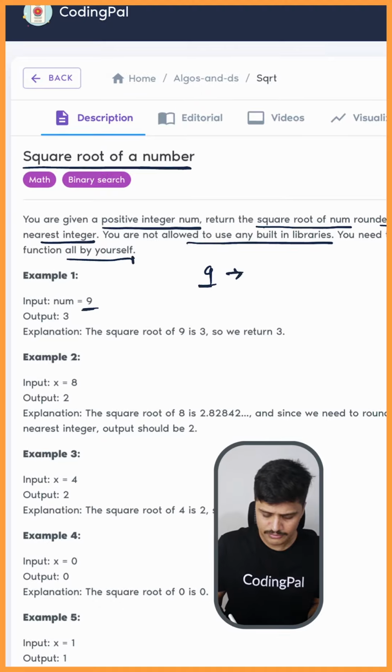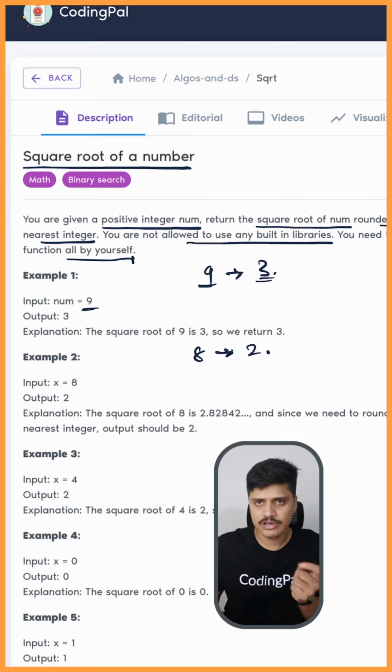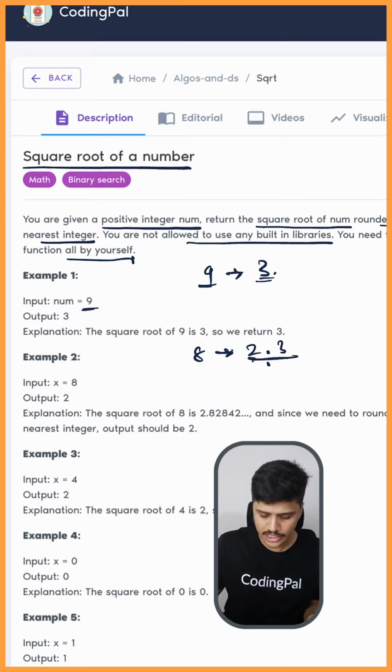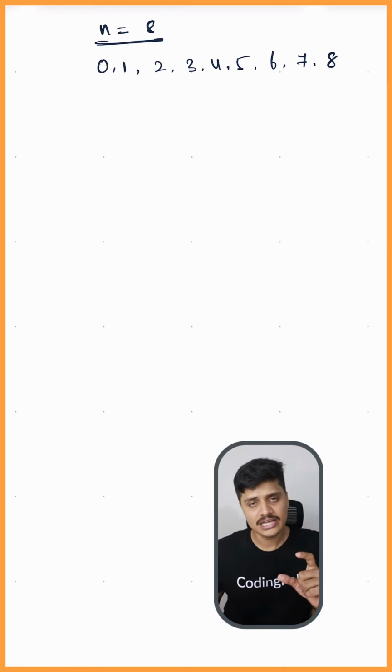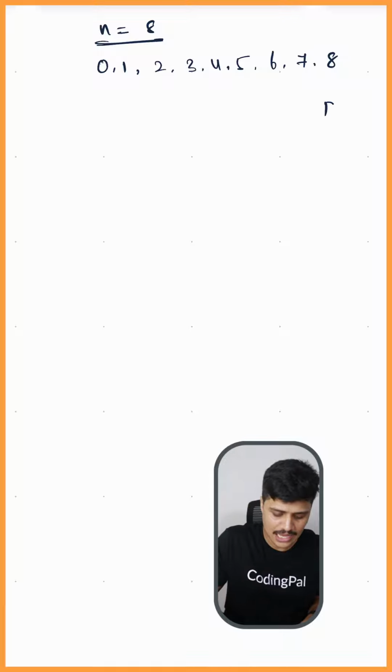Let's take the example of 9, right? 9 has a perfect square root of 3. Whereas if you take the example of 8, the exact square root of it would be some floating point result. So we need to round it down to the nearest integer. So the square root of 8 is nothing but 2 according to this problem statement. The ideal and better way to solve this problem is with the help of the binary searching technique.